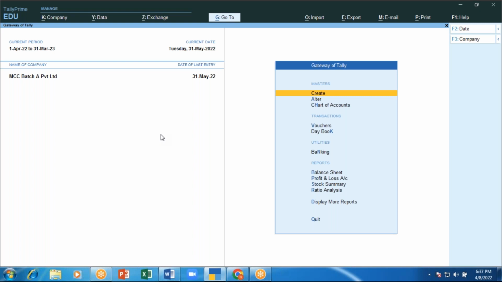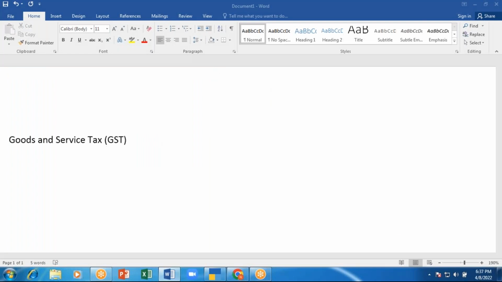Okay, let me tell you. Goods and service tax, that is GST. It is an indirect tax. Okay, GST is an indirect tax. So why is it called an indirect tax?